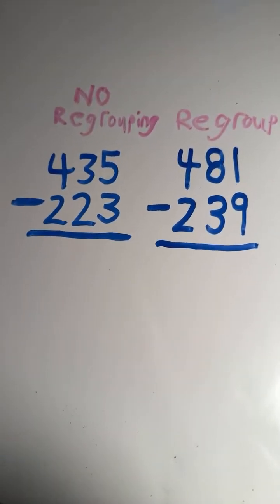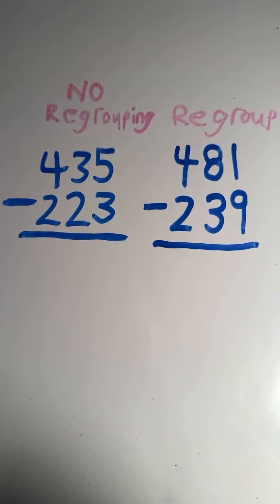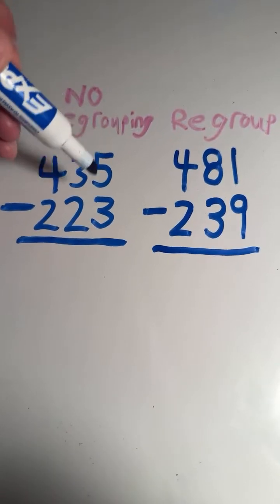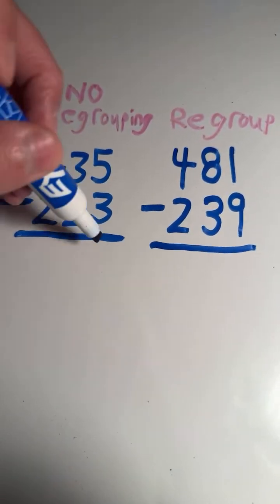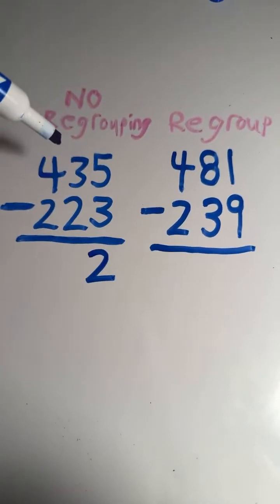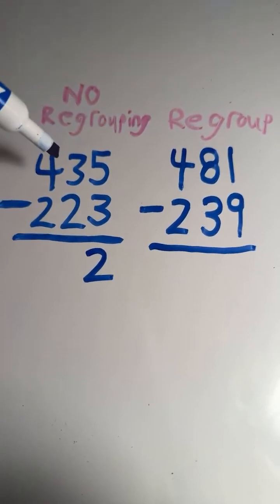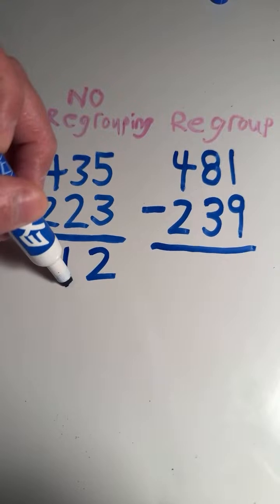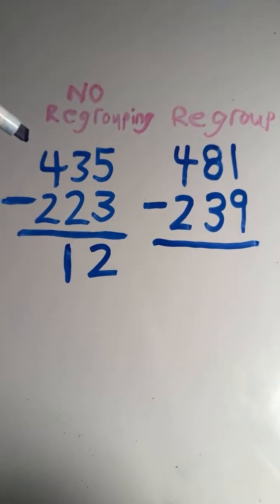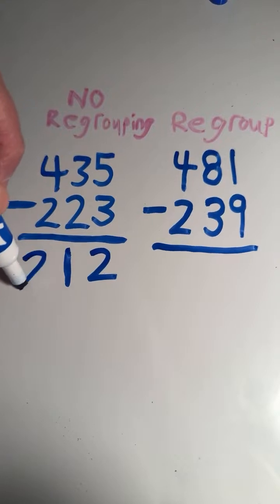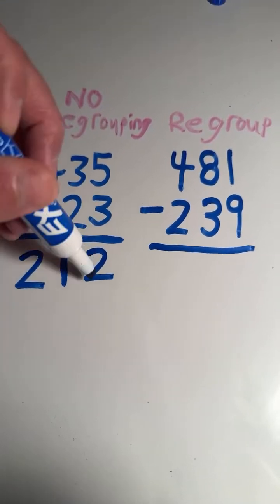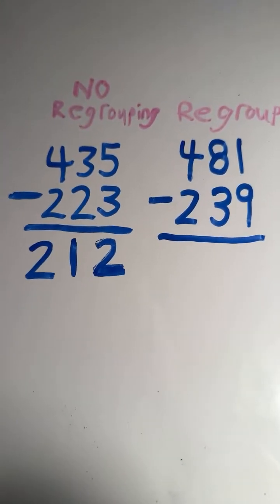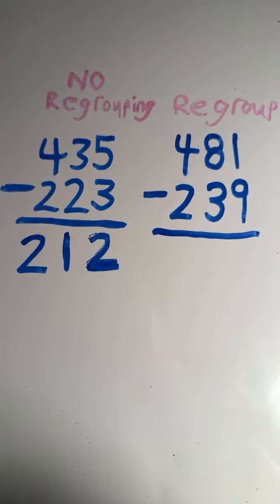So for non-regrouping problems, it's very simple. Just think of it as a bunch of separate single-digit problems. You start in the ones place. You subtract 5 minus 3. 5 minus 3 equals 2. Then you go to the tens place. 3 minus 2 equals 1. Then you go to the hundreds place. 4 minus 2 equals 2. And we have our final answer: 435 minus 223 equals 212.